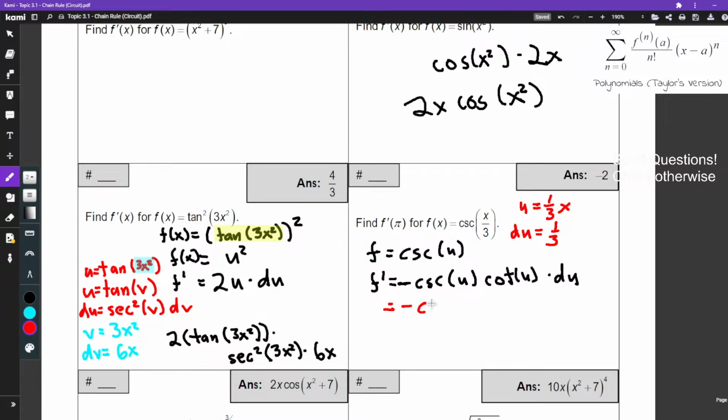We get negative cosecant of 1/3 x times cotangent of 1/3 x times 1/3.